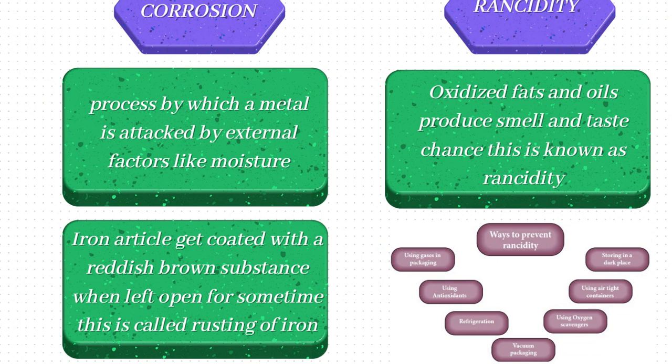We can prevent rusting through various methods, that is painting, greasing, galvanization, and many other ways to prevent rusting. But as iron is a highly reactive metal, it easily gets degraded by moisture, and this is known as rusting. This is an important topic.